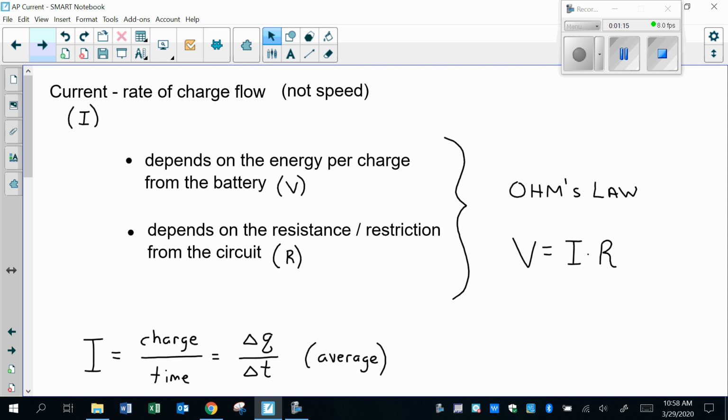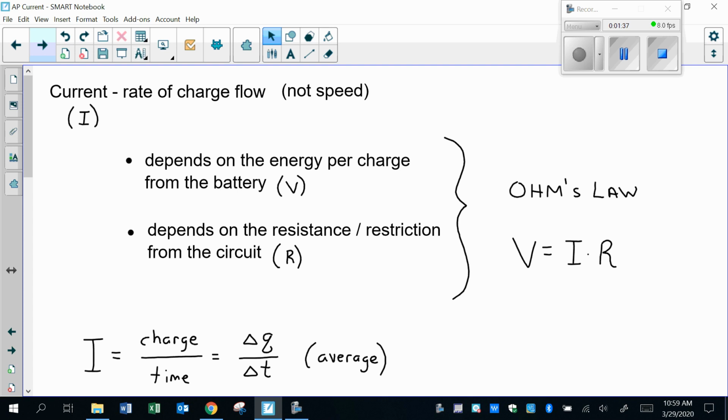Slide number 2 gives a definition of current. Current is abbreviated with the capital letter I. As we go through our slides here, at any point, if you need to hit pause and go through your PDF and relive any of this stuff, that's the benefit of having this on video. So hit pause as often as you need. But current is the flow rate, and it's not the speed.